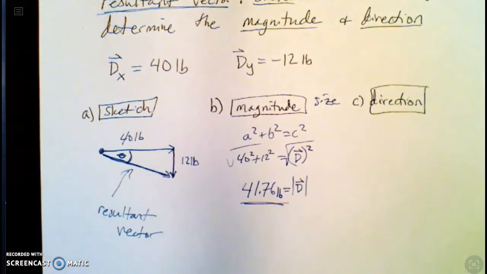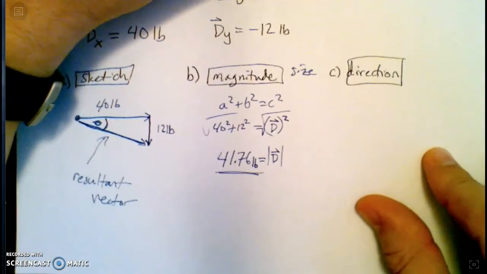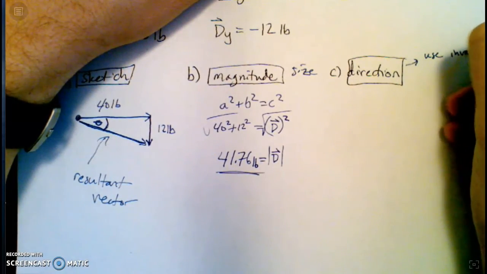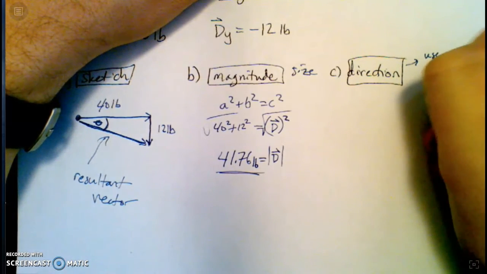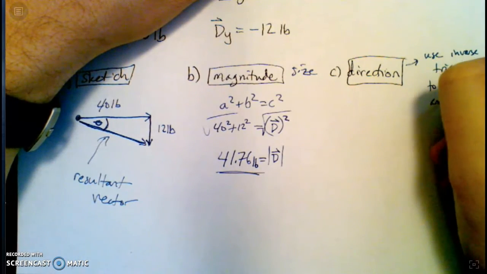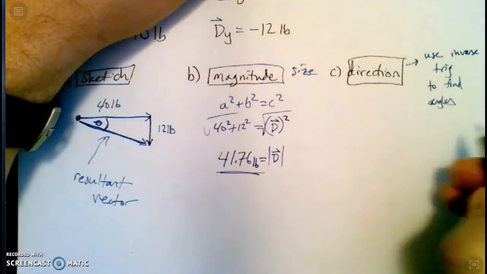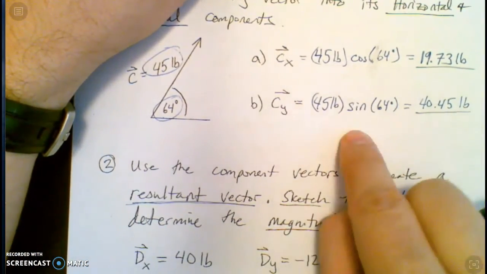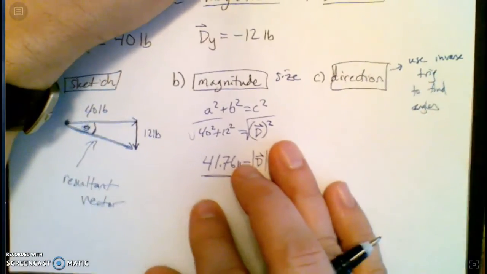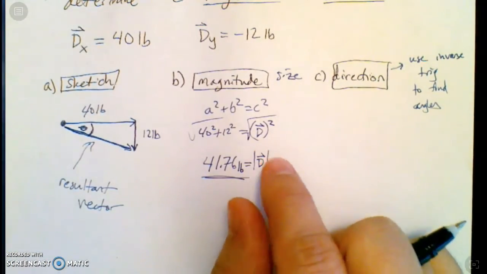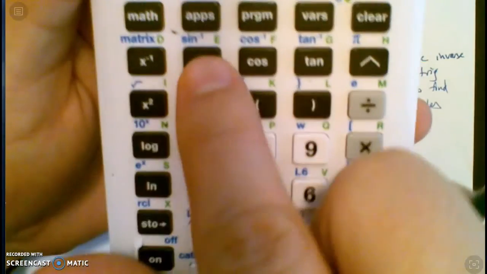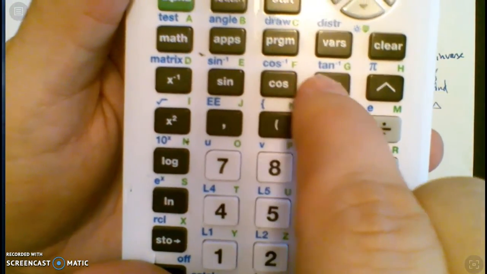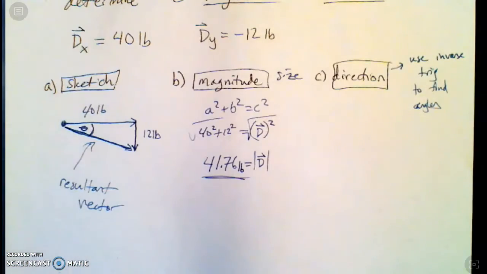Now this is the other thing, and this is the only time you use inverse trig. You're going to use inverse trig to find angles. If you know the angle, use regular trig. Like here, I knew 64 degrees, so I used regular cosine and regular sine. Down here, if I'm going to find an angle, I use the undoer of sine and cosine, which if you look on your calculator, it's right above. See that sign with the little -1? It actually means the inverse sine, inverse cosine, inverse tangent.